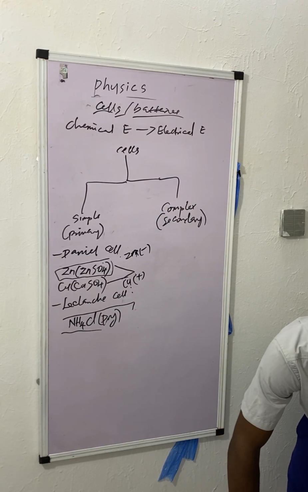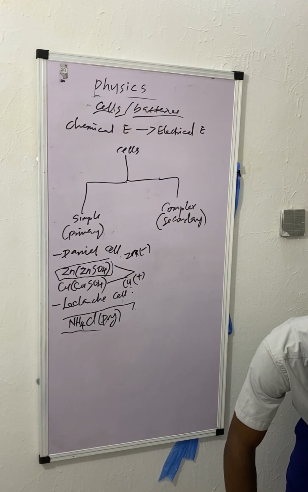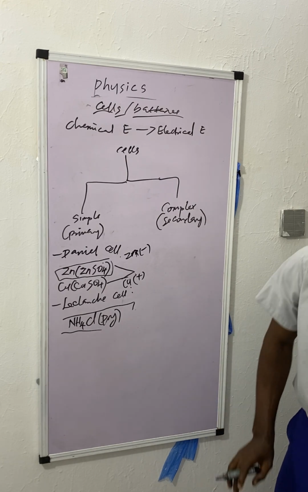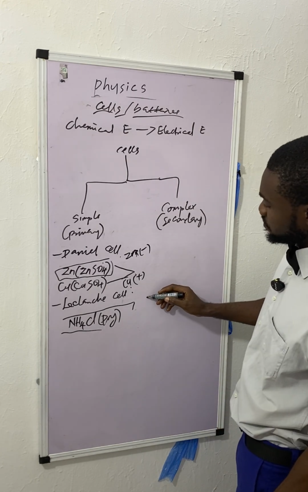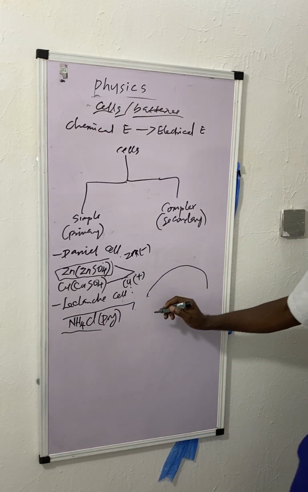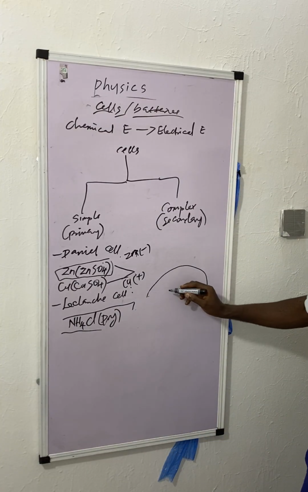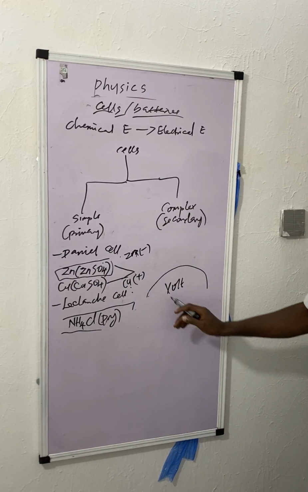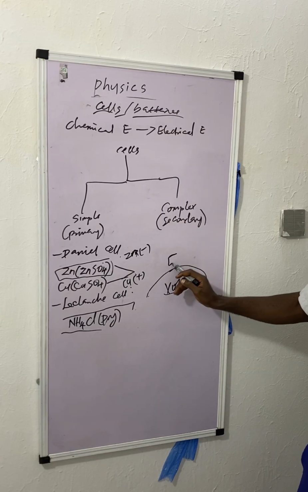So, what is the meaning of EMF? EMF is the force that drives current throughout the cell, or the work done in driving current throughout the cell, measured in volts.